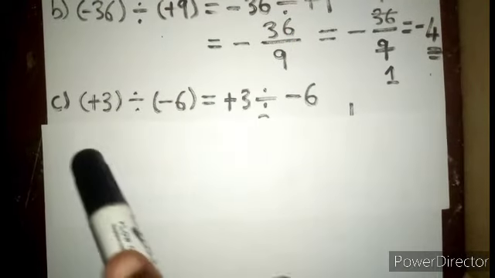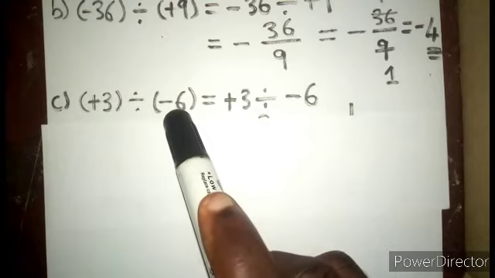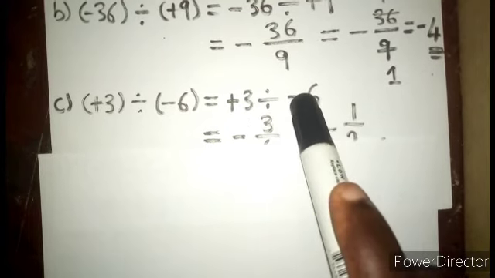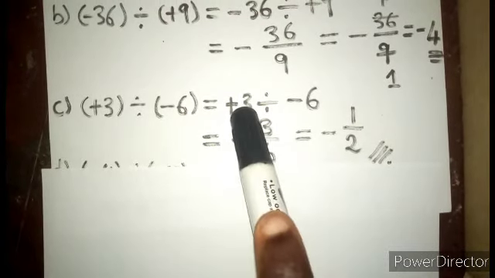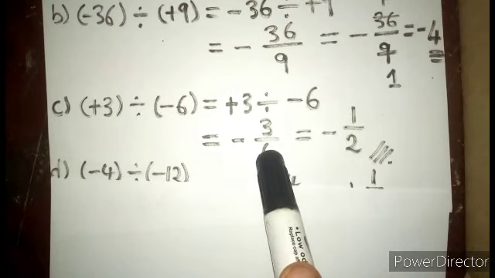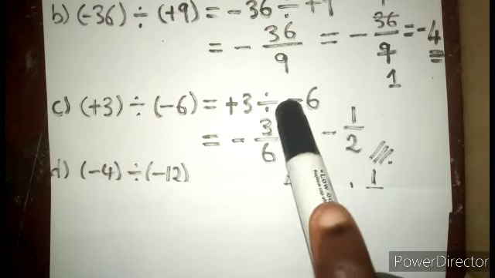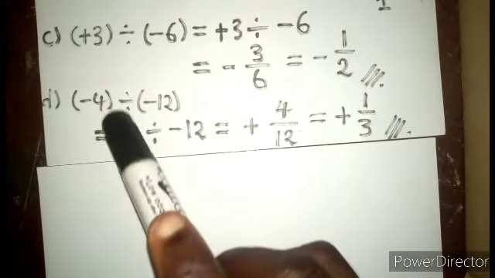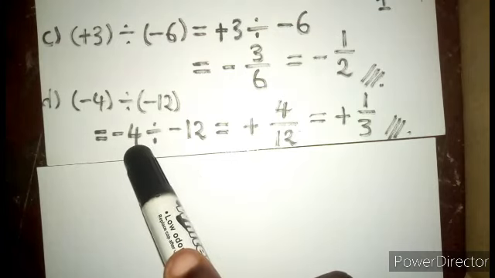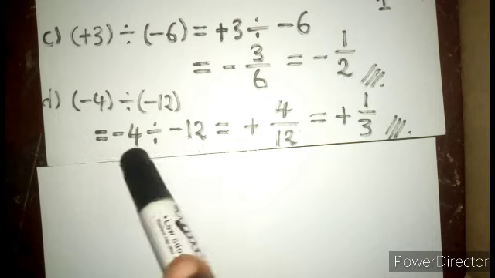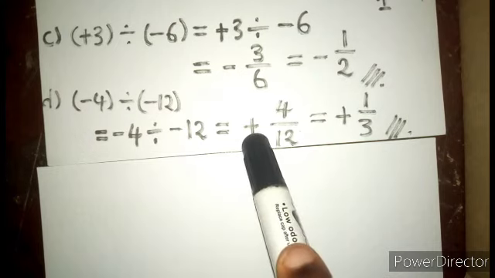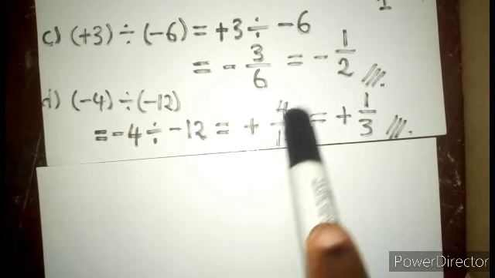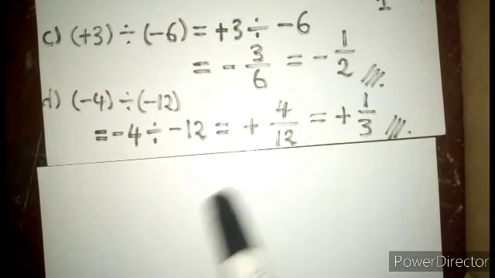Second to the last one, we have plus 3 divided by minus 6, which is the same thing as plus 3 divided by minus 6. Plus divided by minus is minus. 3 divided by 6 is 3 over 6, which is equal to minus half, since 3 goes into 3 one time and into 6 two times. And finally, minus 4 divided by minus 2 is equal to minus 4 divided by minus 2 without brackets. Minus divided by minus is plus. 4 divided by 12 is as a result of 4 divided by 12, and 4 goes into 4 one time and into 12 three times, so we have this.